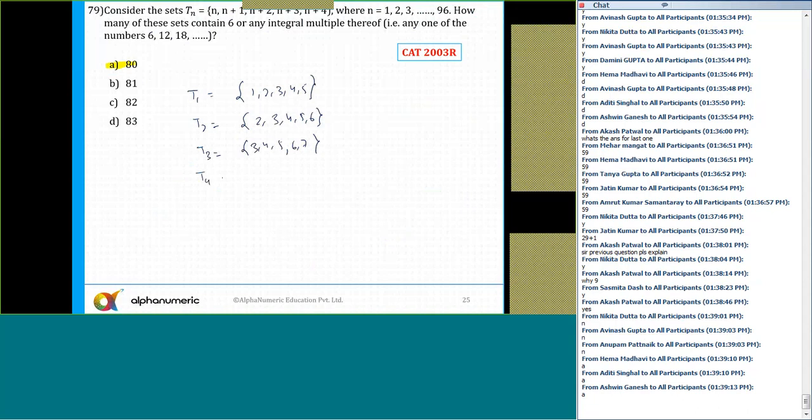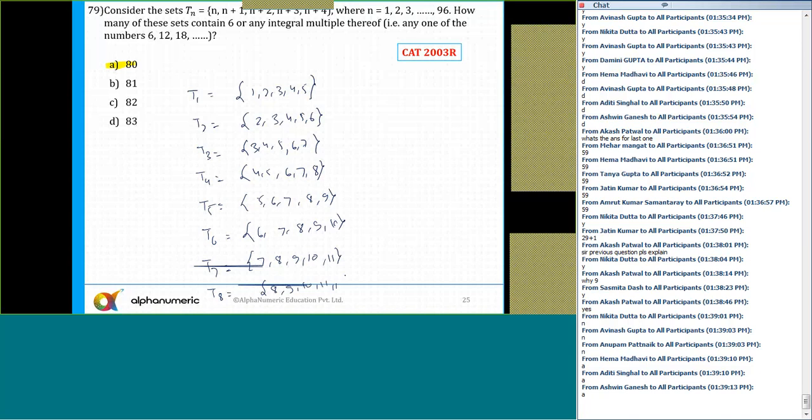Set T4, I'll say that is 4, 5, 6, 7 and 8. And in set T5, I'll get 5, 6, 7, 8 and 9. In set 6, I'll get 6, 7, 8, 9 and 10. And in set 7, I'll start from 7, 8, 9, 10 and 11. And in set 8, it will be 8, 9, 10, 11 and 12. So if you observe here, it's 5 consecutive numbers.